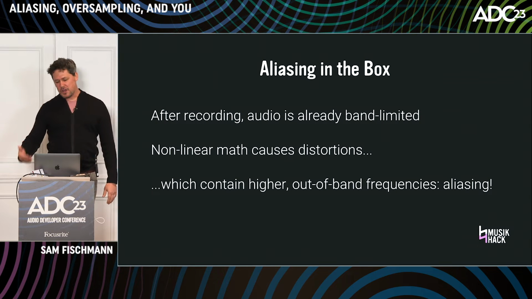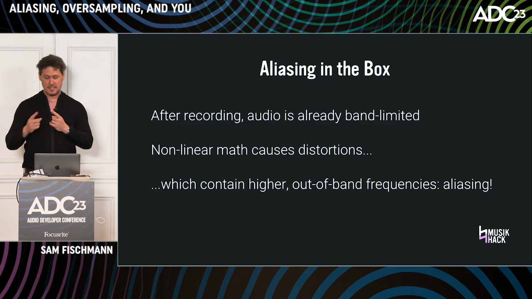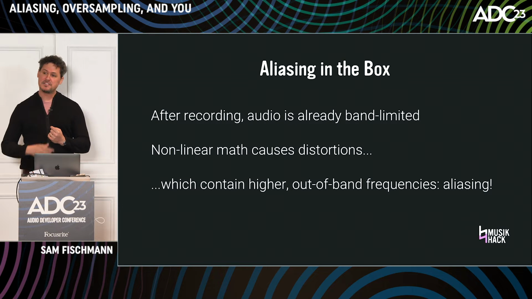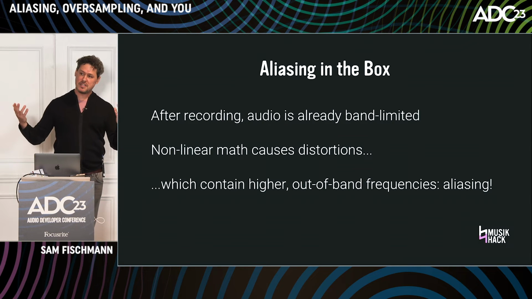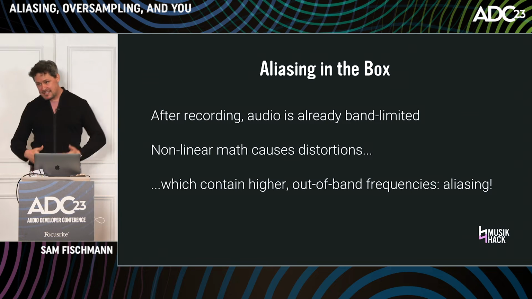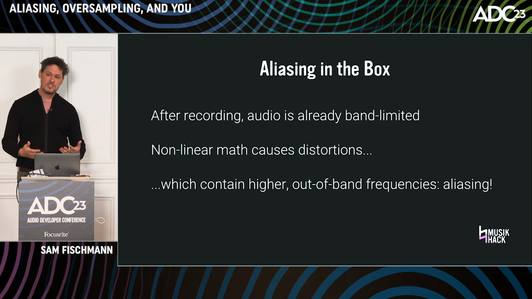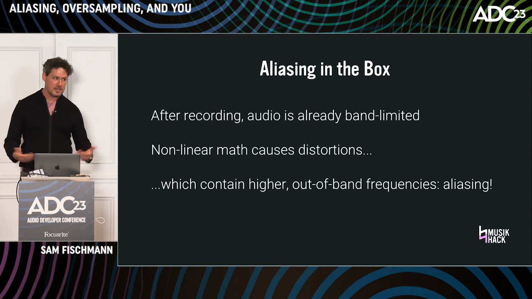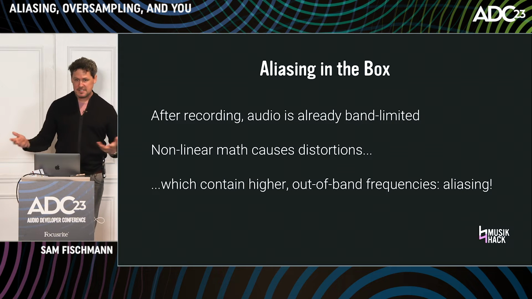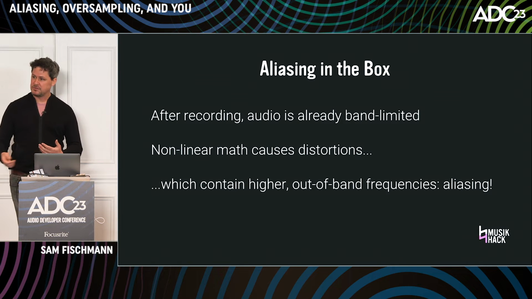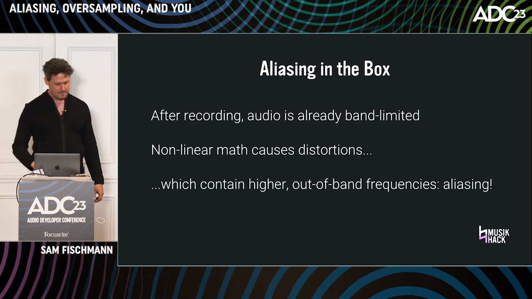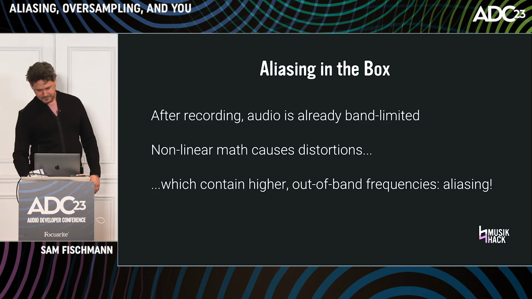And that is what causes distortion. What goes in is not the same as what comes out, and that distortion has higher frequency content, which can't be represented by the sample rate that we're using, and that's how we as plugin developers using DSP math create this aliasing. We create these higher harmonics that then bounce off Nyquist, right?